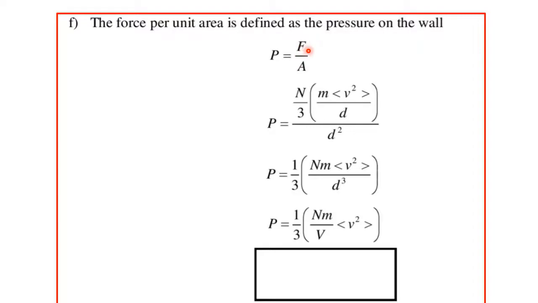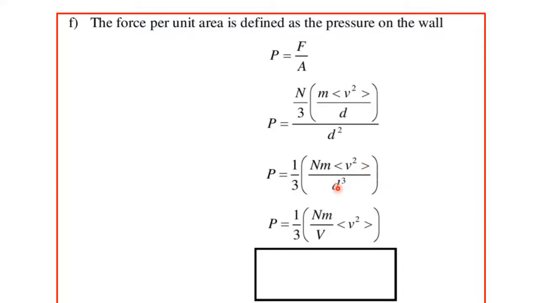Yang mana formula force tadi datang dari slide yang sebelum ni. Okay, N/3 M mean squared over D. And then area. Okay, area katakan bentuk container ni adalah bentuk square. Jadi area dia adalah D squared. Alright, D times D, or length times length. Alright, and then simplify this equation. Simplify this equation, we get 1/3 N M mean squared over D cube.